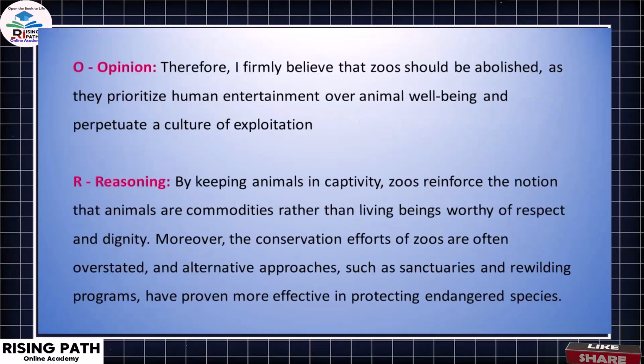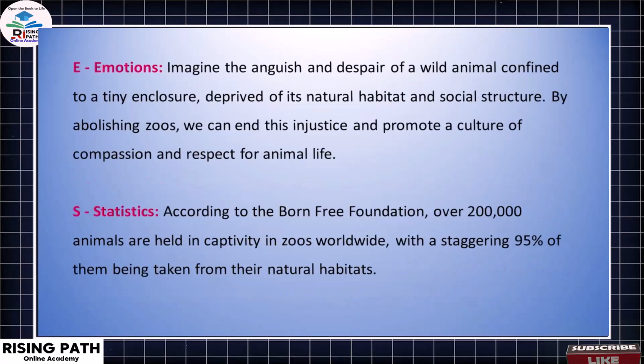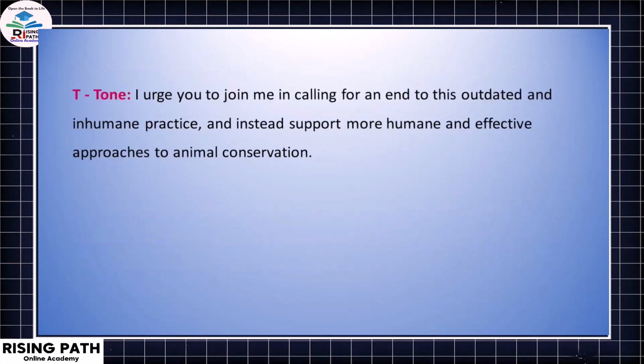O for opinion, our own personal opinion. R, that is we are going to add the reasoning, the logical weapons, the logic we are going to use for it. Then E stands for emotions. Here you can add rhetorical questions, so we have to have a variety of sentences. S stands for statistics. T is either the tone or the triplet.